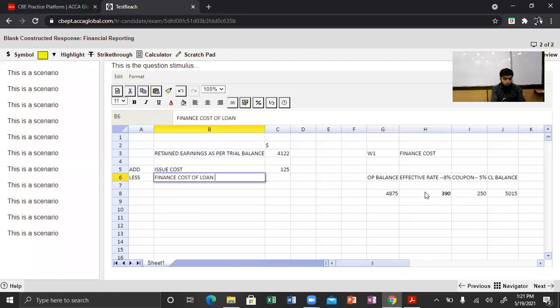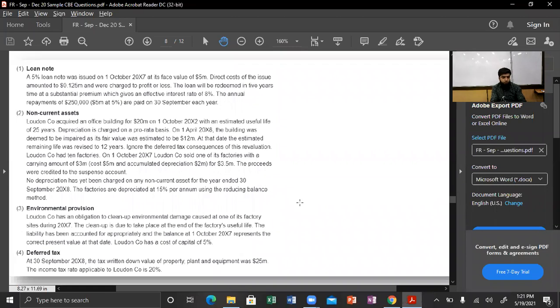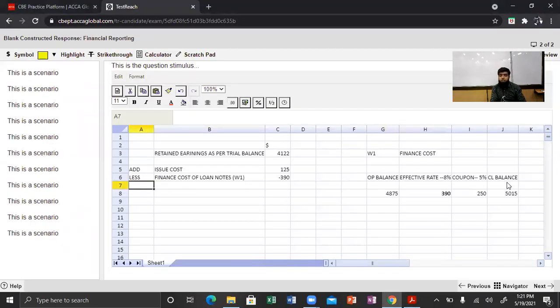Finance cost of loan notes to be accounted for, and we can refer to this as working one. So what is the amount? Let's link that amount with 390, but this should be deducted or eliminated. Okay. So let's move on. That was the first adjustment that we have accounted for. There is no further adjustment, but yes, once we prepare the balance sheet, we'll take this 5015 as the balance for non-current liability, or long-term liability, with respect to the loan note.